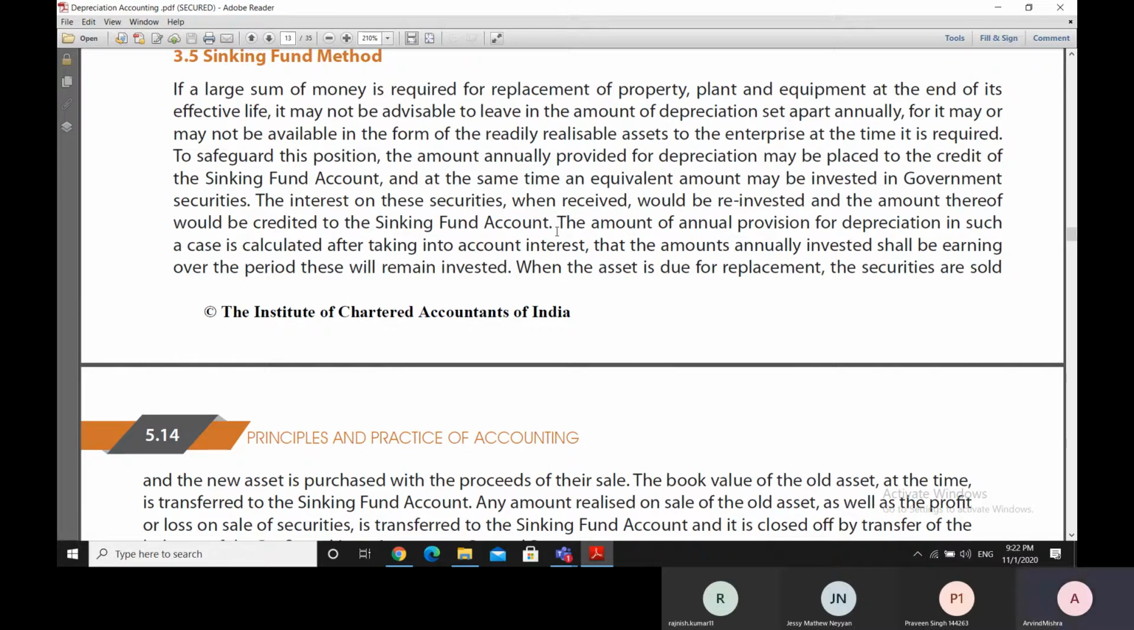Now the amount of the annual provision for depreciation in such a case has to be calculated. So for doing that calculation, we take into account the interest that the amounts annually invested shall be earning over the period they will be invested. So when we calculate the annual provision for depreciation, we'll also take into account the interest that the sinking fund balance would earn, which is invested in the government securities.